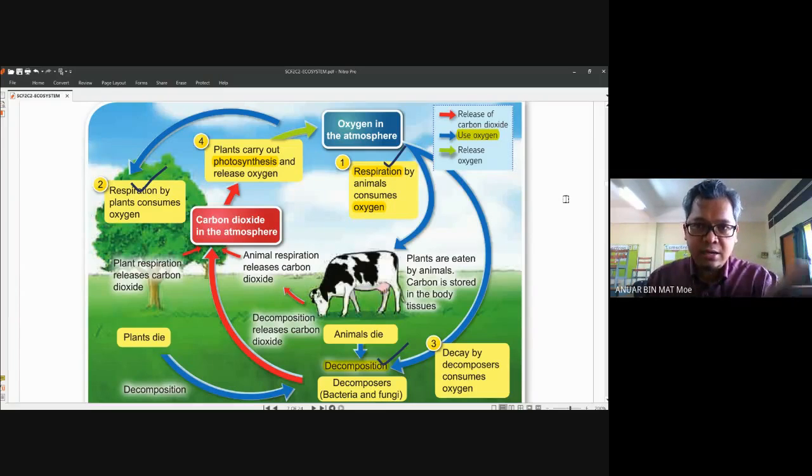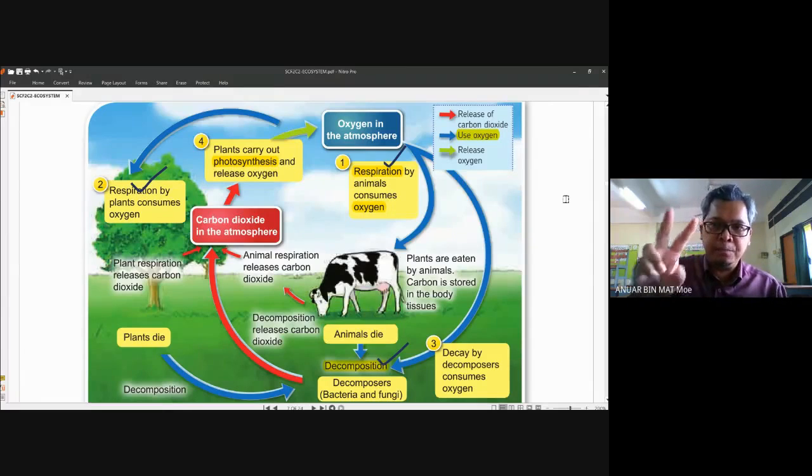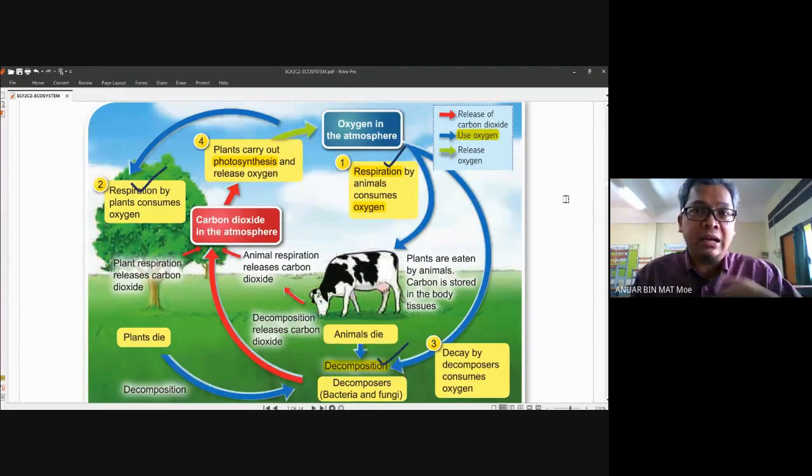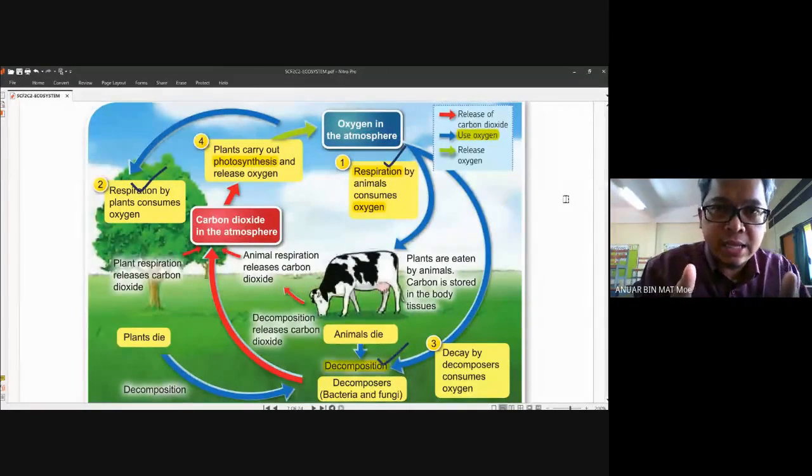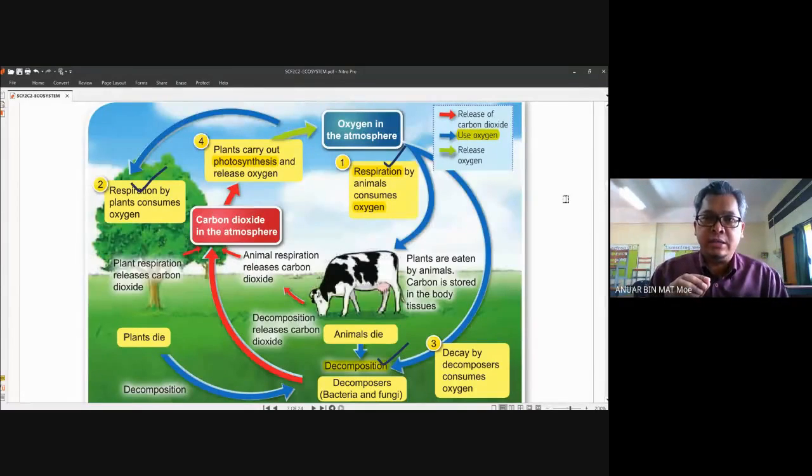In this chart, in this flow, you must be able to identify which process uses oxygen and which process releases oxygen. There are two parts: release oxygen and use oxygen. Only one process releases oxygen. Anybody can tell me what is the process that releases oxygen? Only one process. What is the process? Very good. Photosynthesis. Only photosynthesis releases the oxygen.